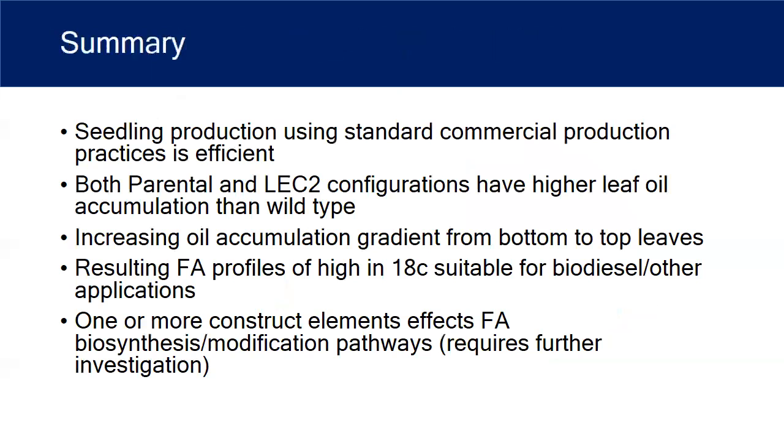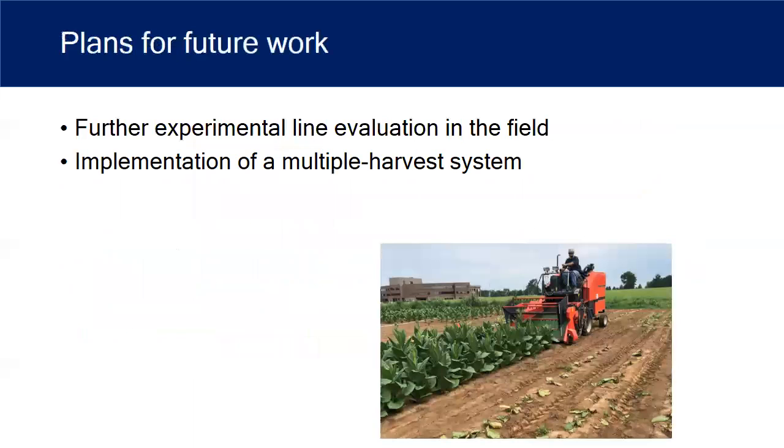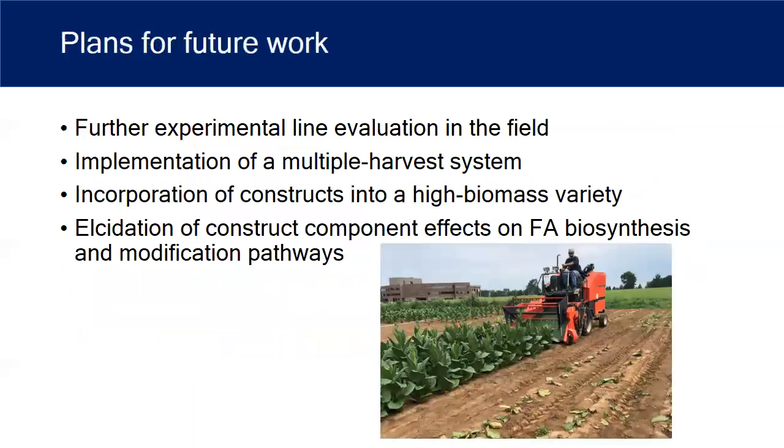So in summary, we were able to seed and propagate these transplants in a commercial type fashion. Both the parental and LEC2 had higher oil than the wild type, with an increasing oil accumulation gradient from the bottom to the top leaves. The resulting fatty acid profiles of 18 carbon chains are favorable, or can be favorable, for biodiesel or other applications. And one or more construct elements affect fatty acid biosynthesis and modification pathways, which would require further investigation. Future work includes further line evaluation, implementation of a possible multiple harvest system, which I tried this year, but it didn't work, incorporation of constructs into a better, higher biomass line as opposed to that Wisconsin 38 research line, and possible elucidation of construct component effects on fatty acid biosynthesis and modification pathways.